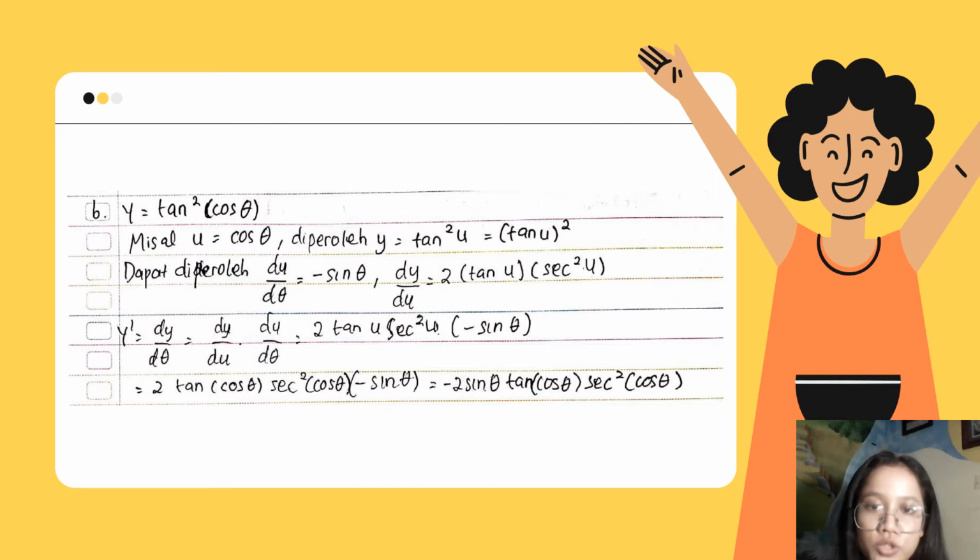We are using substitutions with the value of dy du and du d theta that we have found before. So we have 2 times tan u secant square u times minus sin theta. We're using substitution to replace u with cos theta, so we have 2 tan cos theta secant square cos theta times minus sin theta. So we have the derivative of y is minus 2 sin theta tan cos theta secant square cos theta.